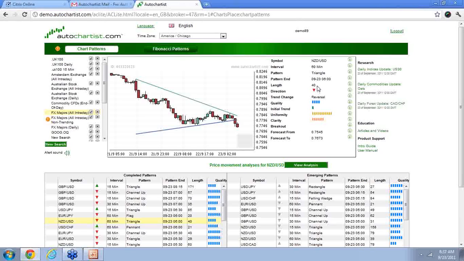Okay, we also have a length indicator, and the length indicator deals with the number of candles of the price charts that are contained in the pattern. So inside here is a 40 candlestick pattern. Now certain patterns warrant that it spends a long period of time inside the support and resistance lines.